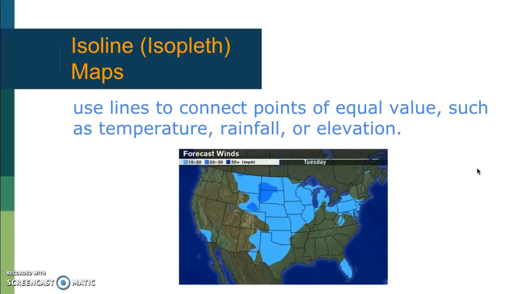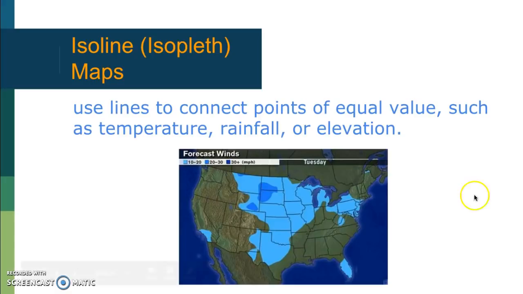If you ever watch the news and you hear about the weather report, the map that is being projected is called an isoline or isopleth map. These maps use lines to connect points of equal value, like temperature, rainfall, or elevation, to show you a segment that shares that feature. In this particular map that you're looking at right now, it's talking about the speed of winds. So I have varying shades of blue.